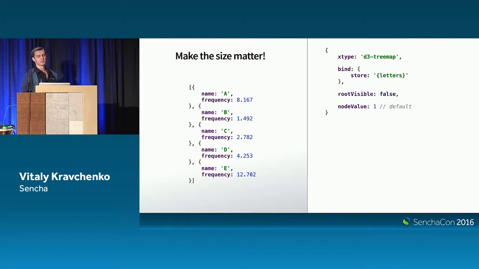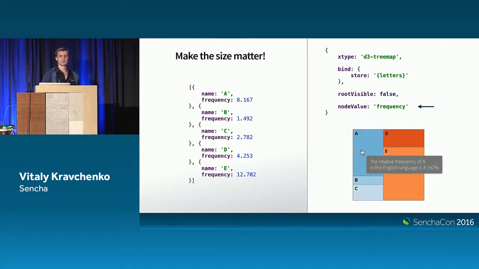But let's say we set it to something like frequency. In this case, this will be converted to a function that always returns the value of the frequency field. So that is what will determine the size of the node from now on. And so this is the result we get, which makes it pretty clear that the letter E is by far the most popular letter in the English alphabet.